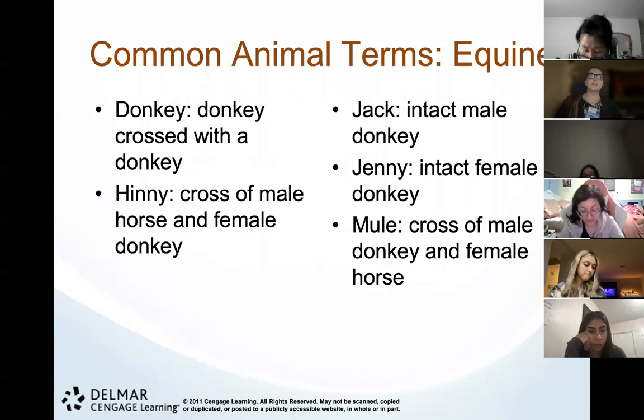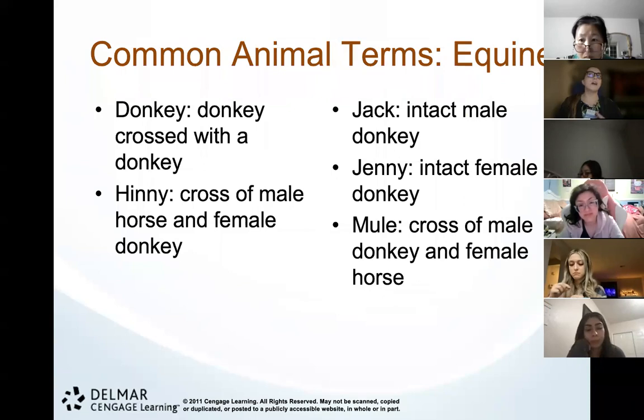When we're looking at our donkeys specifically, we do have terms for our donkeys. We say Jack, that is our male donkeys, and Jennies are our female donkeys. Now, one more fact about hinnies and mules: because they are a cross between a horse and a donkey, they are born sterile. So mules and hinnies cannot reproduce because they're like a hybrid mix between the two. They're born sterile.